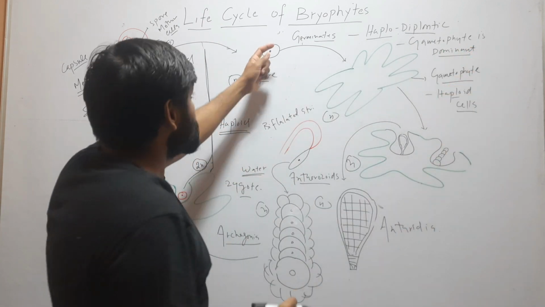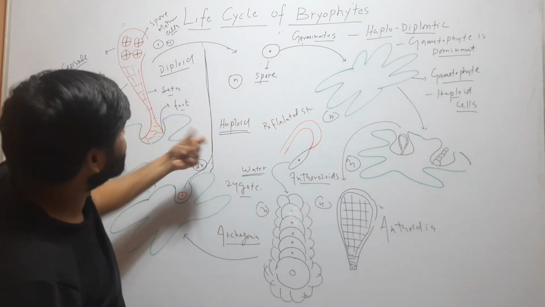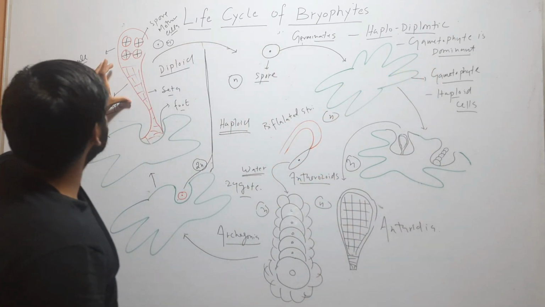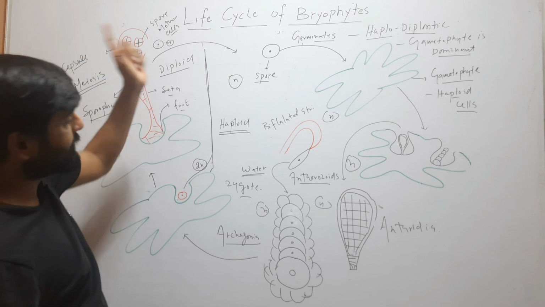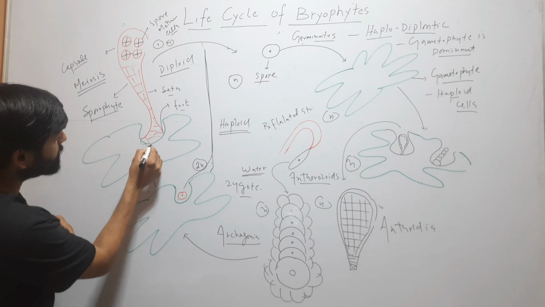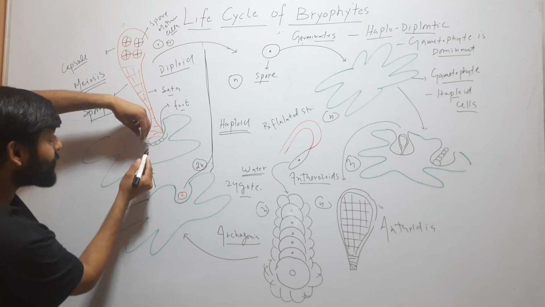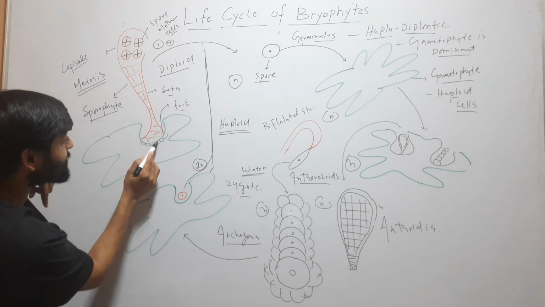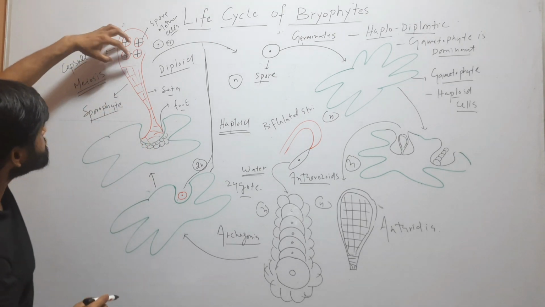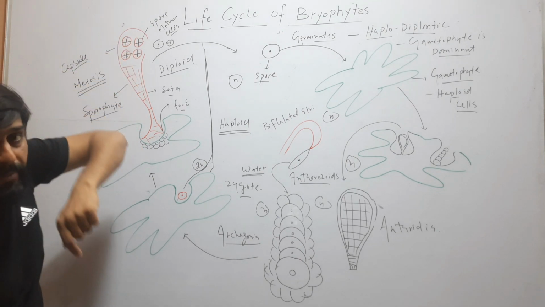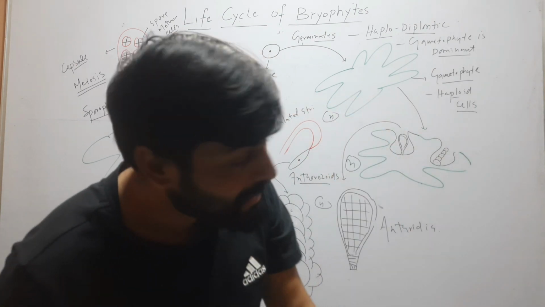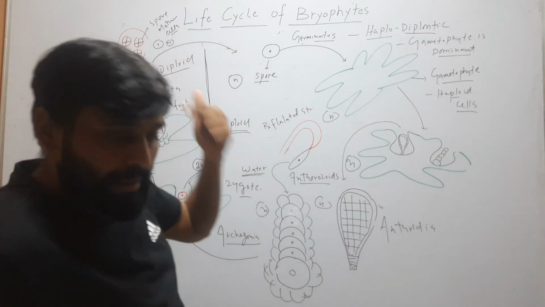The gametophytic phase stays for a longer time than the sporophytic phase. So the gametophytic phase is dominant and this sporophyte is dependent on the gametophyte. Here you can see that it draws its nutrition from the cells of the gametophyte, these gametophytic cells. So the life cycle is haplodiplontic, where the gametophytic phase is dominant and the sporophytic phase is dependent on the gametophytic phase.